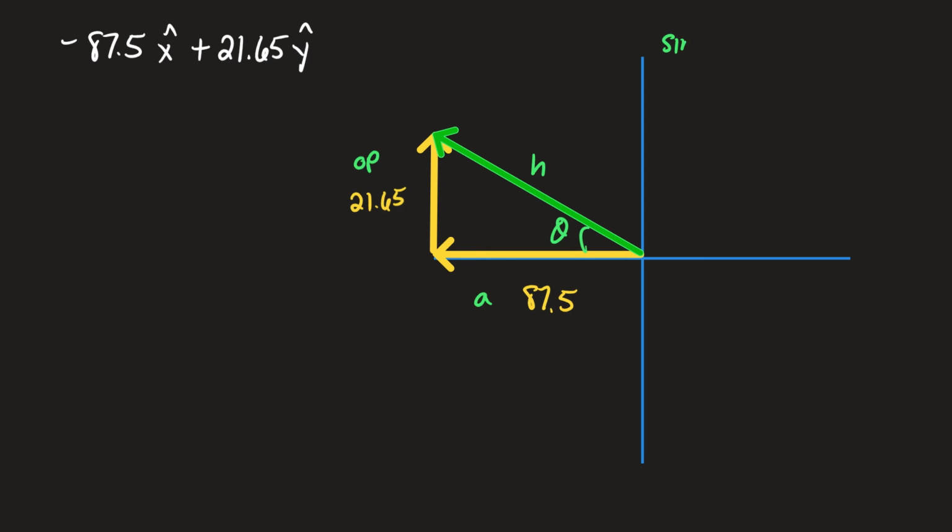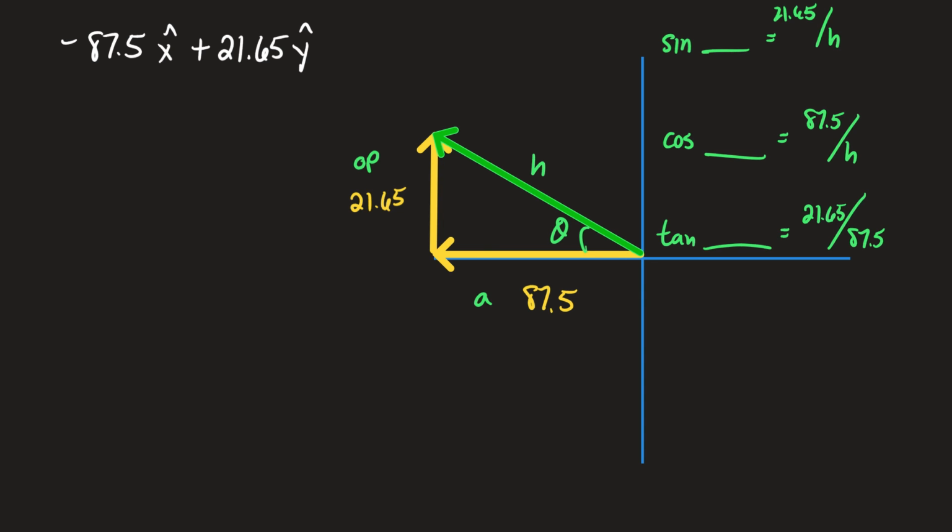I'm going to say sine of my unknown angle equals opposite over hypotenuse, which is actually 21.65 over hypotenuse. I'm going to say cosine of my unknown angle equals 87.5 over hypotenuse. No help there. Tangent of my unknown angle equals 21.65 divided by 87.5. I think I can use that one to figure out the angle. So I will fire up the old calculator and do inverse tangent of 21.65 divided by 87.5.